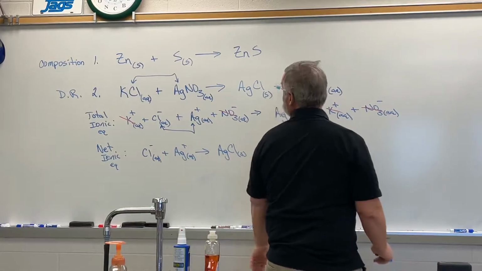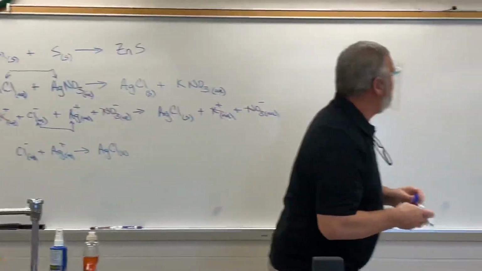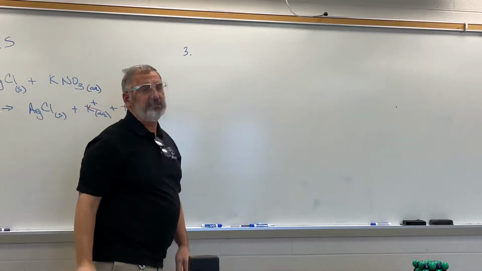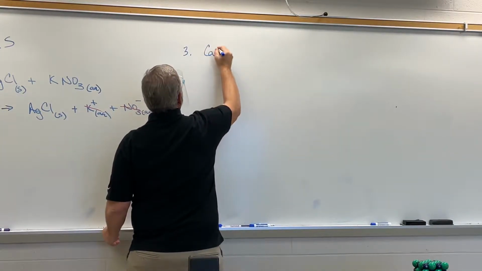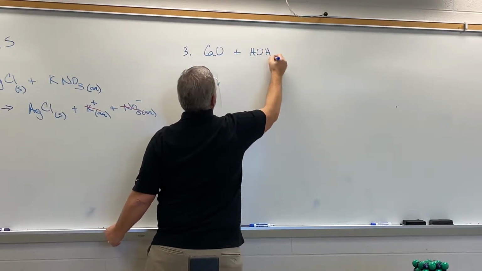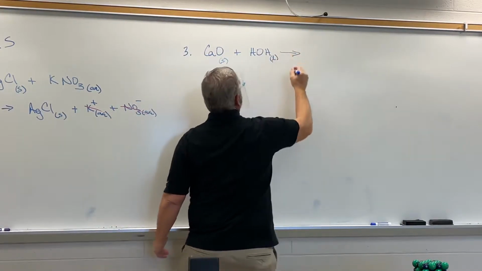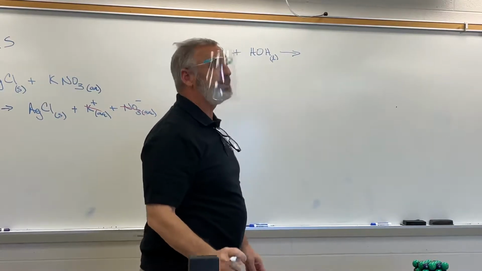All right, so that was number 2. Number 3, calcium oxide in water. What's calcium oxide going to be? CaO, plus water, and I'm going to write water as HOH. That's going to be a liquid. And it tells us that it's going to make calcium hydroxide.